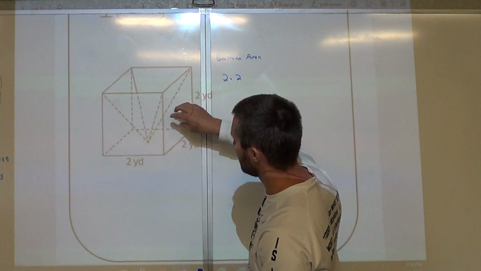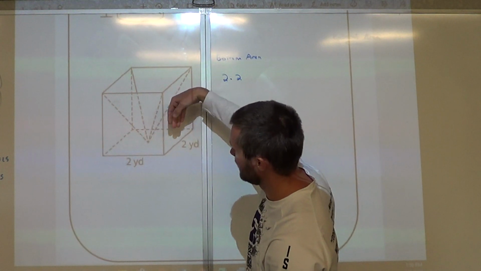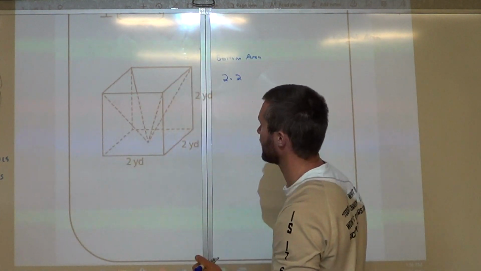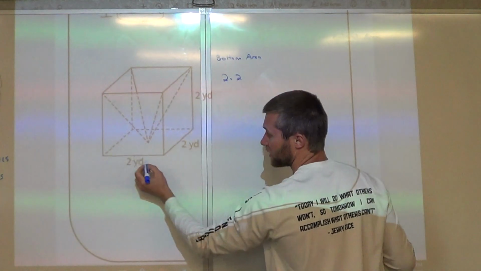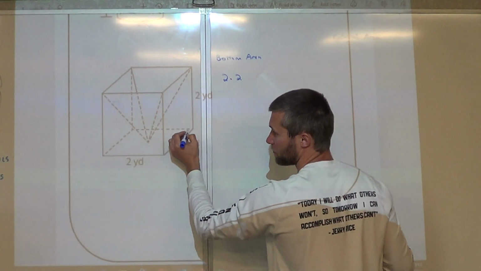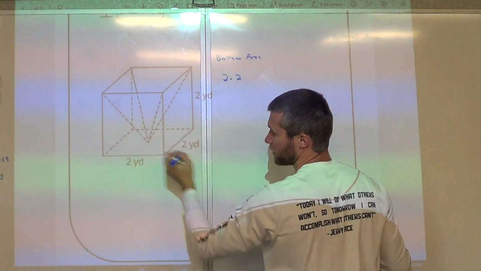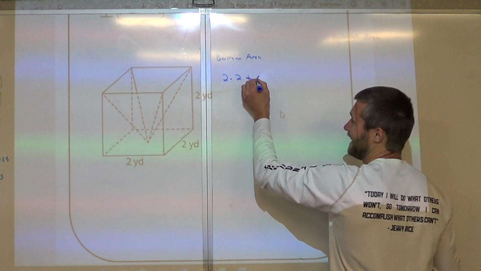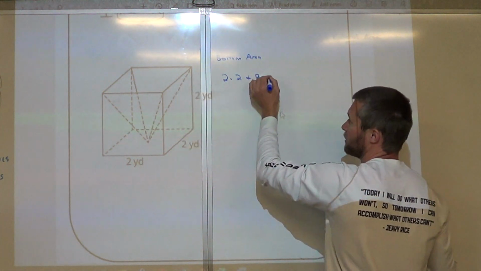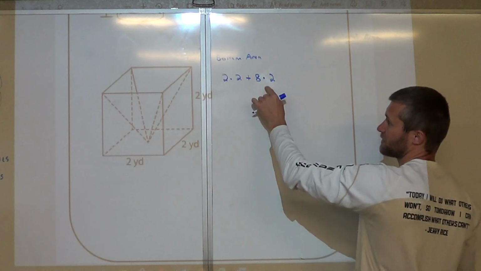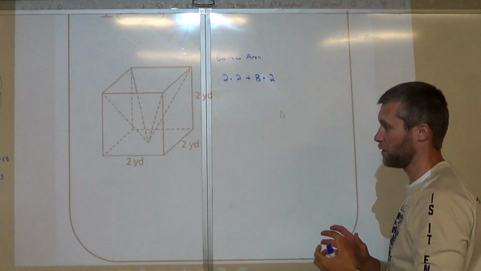Now I'm going to do the lateral area. So I'm going to do this base, left, right, front, and back. It's going to be the distance around it, the perimeter, so 2 plus 2 plus 2 plus 2, so it's 8 times my height of 2. This is the lateral area of the cube.